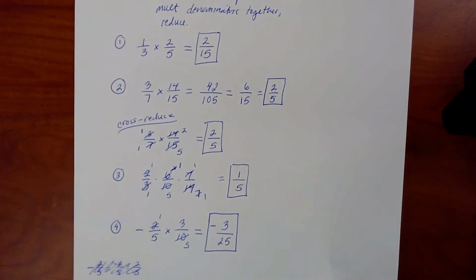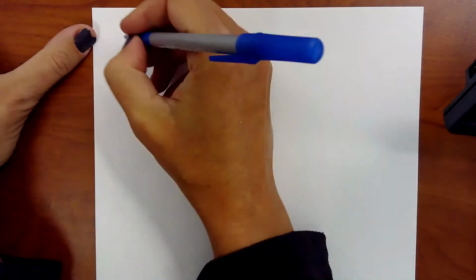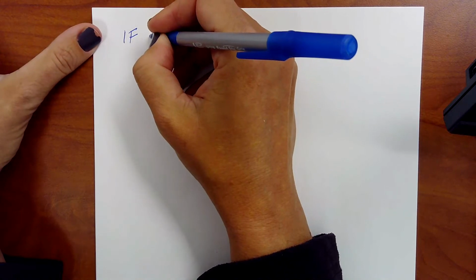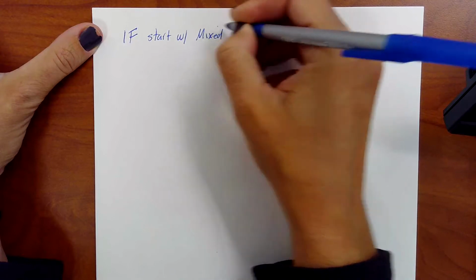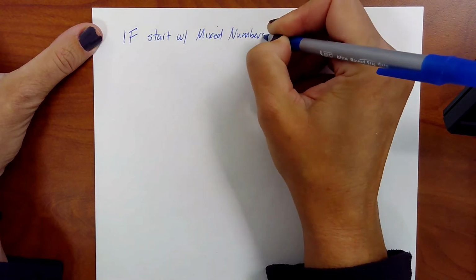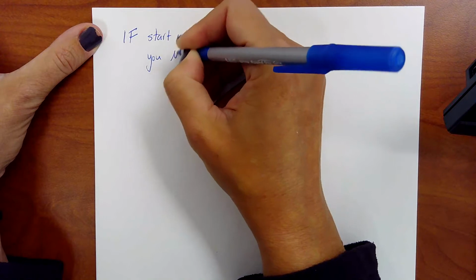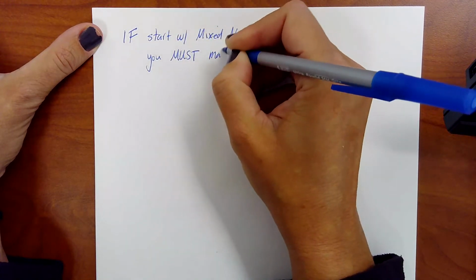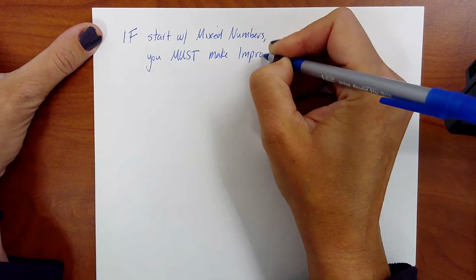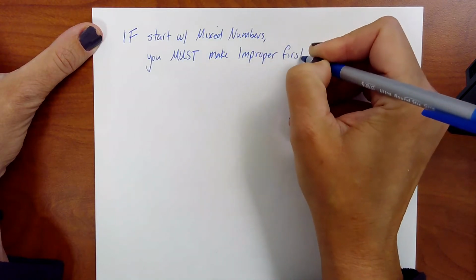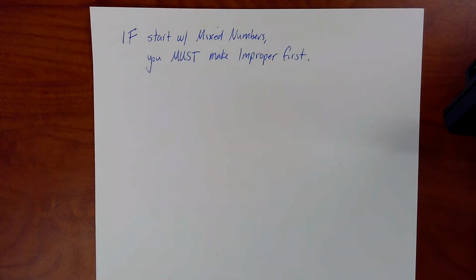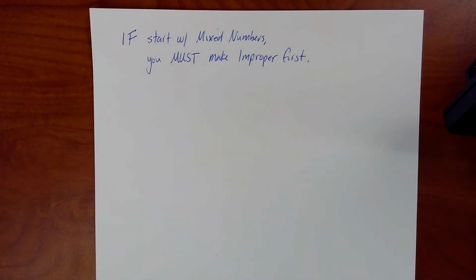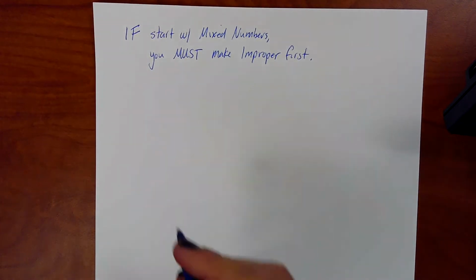If they give you a mixed number, so that'll be our next note here. If you start with mixed numbers, you must make improper first. All right, this is something you have to remember. You have to do this. You can't, like how we were keeping the mixed numbers for adding and subtracting, you can't do that for multiplying. So what do I mean?